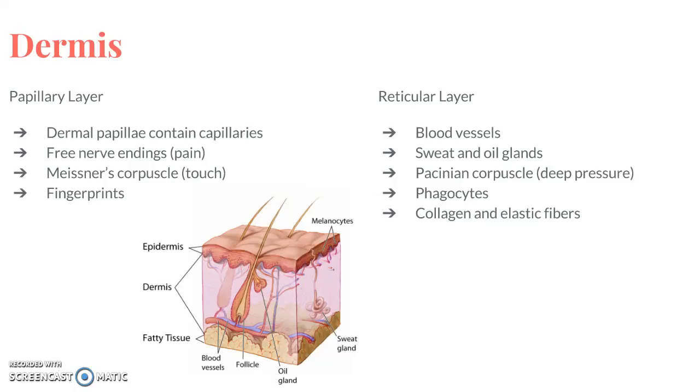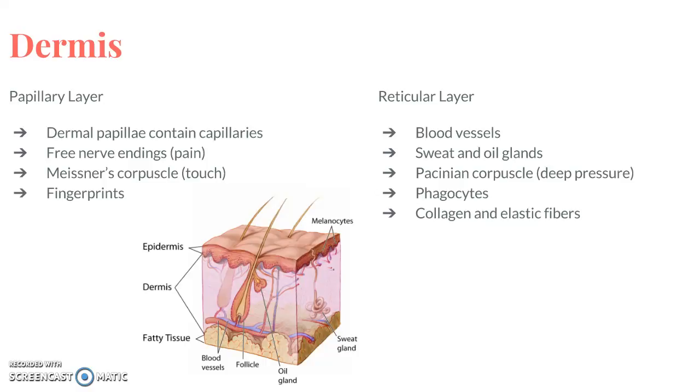Now, also found in the reticular layer will be our various glands. We have sweat glands and oil glands. We'll see that we have an additional sense receptor called the Pacinian corpuscle, which senses deep pressure. Now, that's different from touch because the Meissner's corpuscle could just feel like a light brush or a light touch, like as if a feather was just touching your skin. Whereas if somebody was grabbing onto your arm, or if you press your arm against maybe the desk, that deep pressure sense is the Pacinian corpuscle.